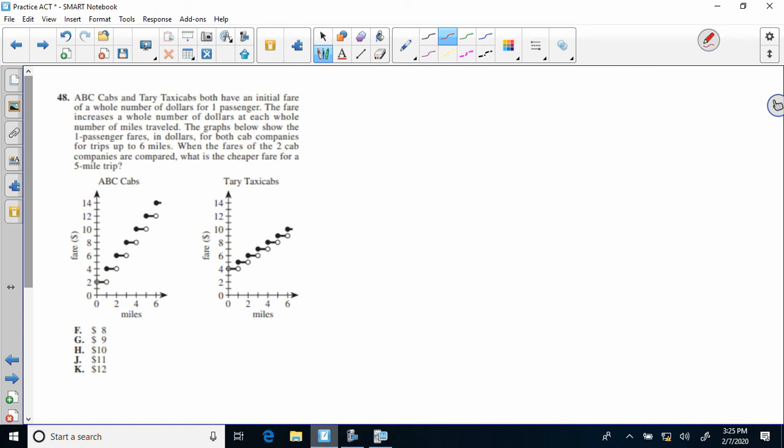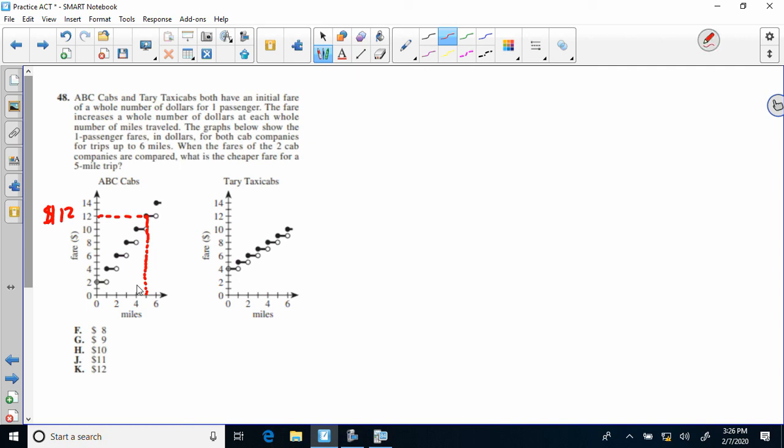So for a 5-mile trip, go over to where it says 5, and then you want to go up and find where it's a solid dot. You're not going to stop here at 10, you're going to go up because that's an open circle. You're going to go all the way up until you hit a solid dot, and that's how much it's going to cost you. So this guy's going to cost $12 on the ABC cabs.